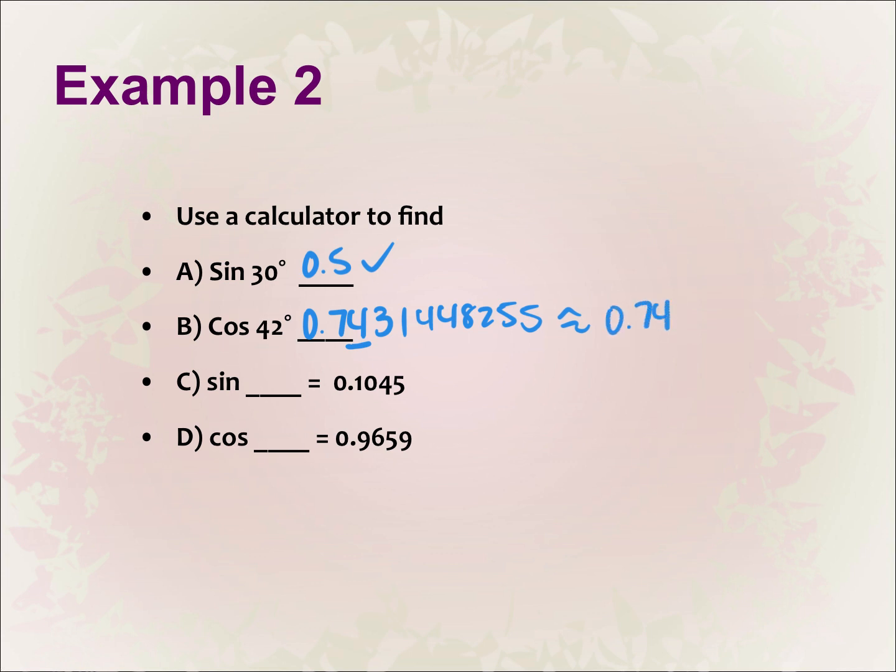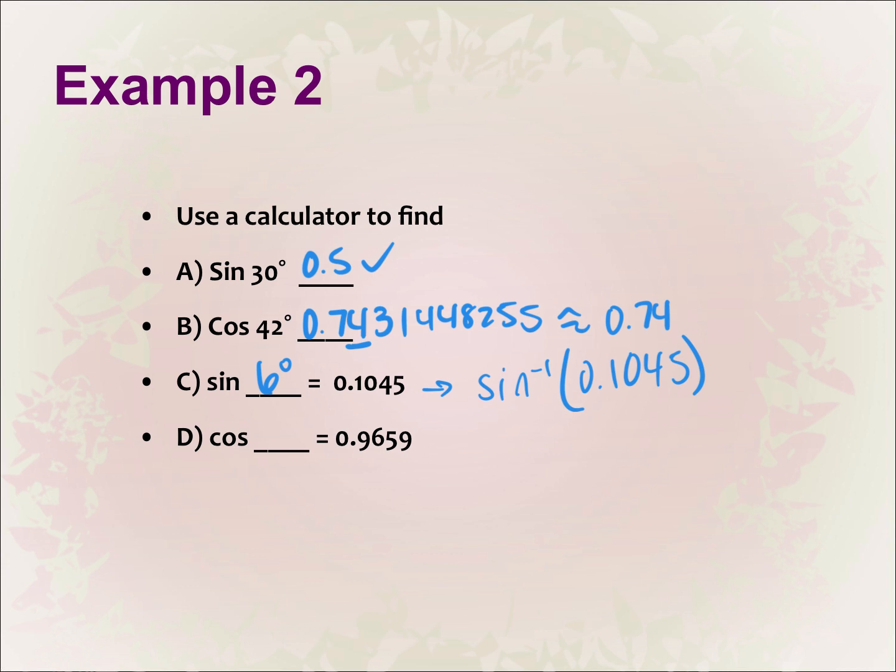For letter C, guys, we have the sine of some unknown angle equals 0.1045. What do we do here? Sophia? I have to put it in the negative. Very good. It's called the sine inverse. So it's sine -1, and then you plug in 0.1045. You should get approximately 6 degrees. I think it's like 5.99. Correct. So then round it to 6 degrees.